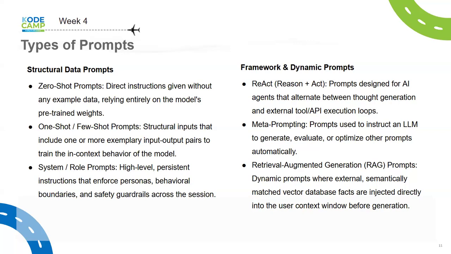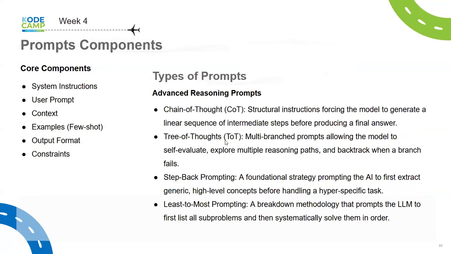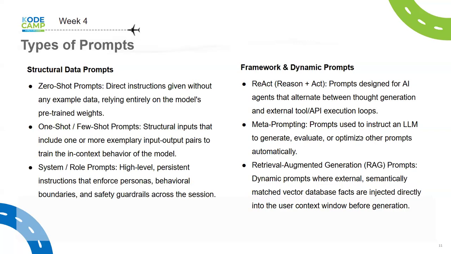There's also, like we talked about earlier, the chain of thought and tree of thought and all of that. Then meta prompting is a prompt that you use to instruct an LLM to generate, evaluate, or optimize other prompts automatically. So you could actually write a prompt for an LLM to generate other prompts, and then it will follow those prompts. In a way, ReAct is kind of something like that. At the end of the day, it's all about prompts.